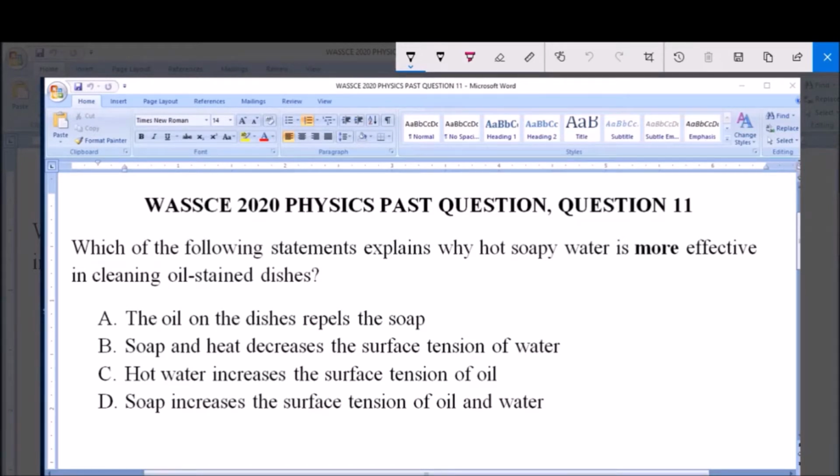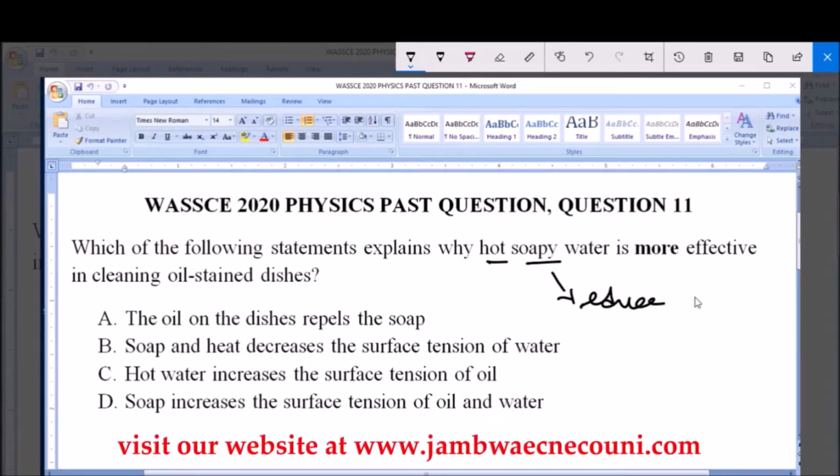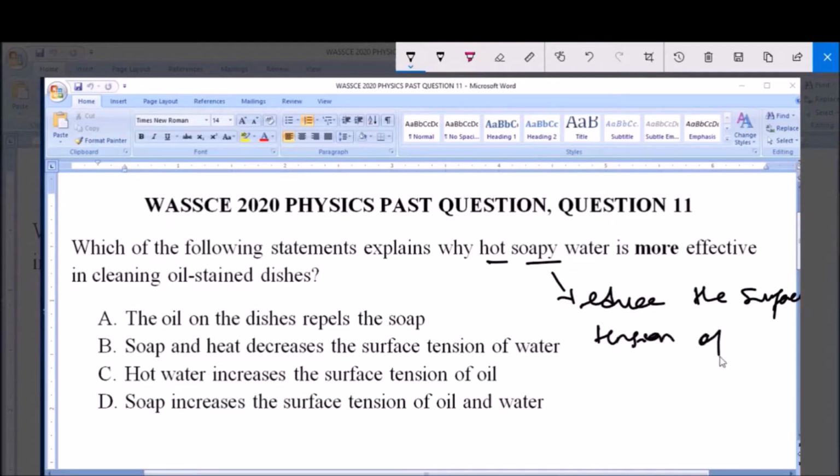Now, we observe that most of our oil stained dishes are usually washed with what? With either soapy water or hot soapy water. This is because hot soapy water helps to reduce the surface tension of water, and by doing this, it enables the oil particles on these dishes to float away, thereby cleaning our dishes.